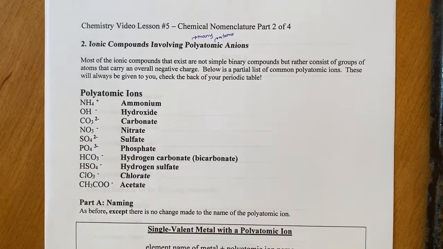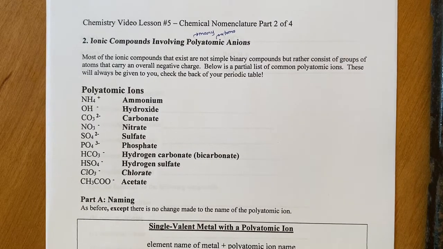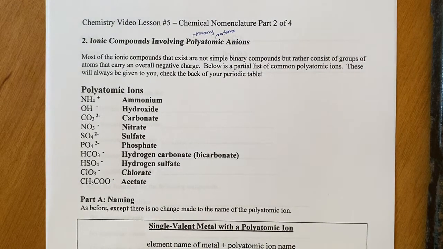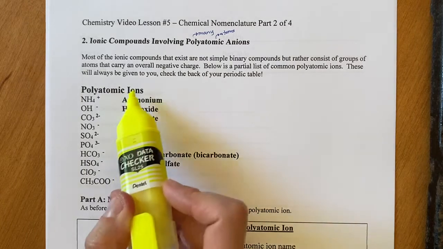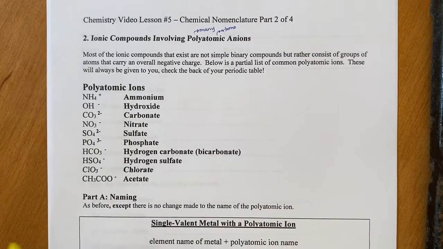The difference here with these types is that when we name them, we don't change anything about the name of the ion. In the last video, we were looking at changing the name of the atom to the ion name, so from chlorine to chloride. Chloride was the name of the ion. These are already names of ions, so we don't change the ending at all.